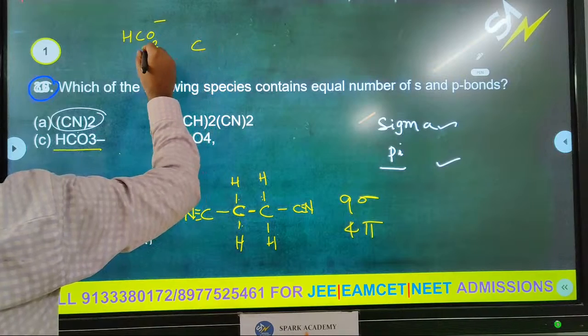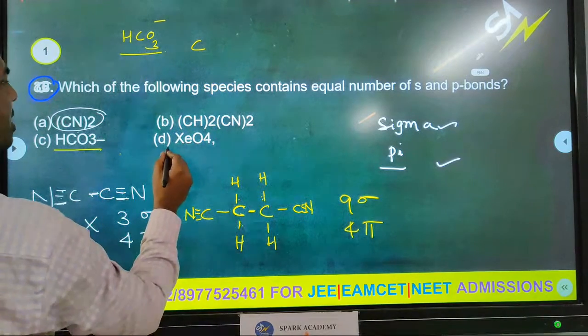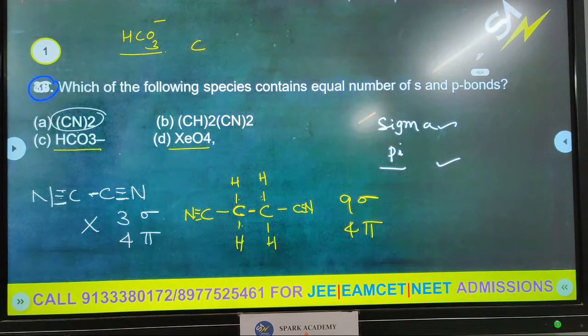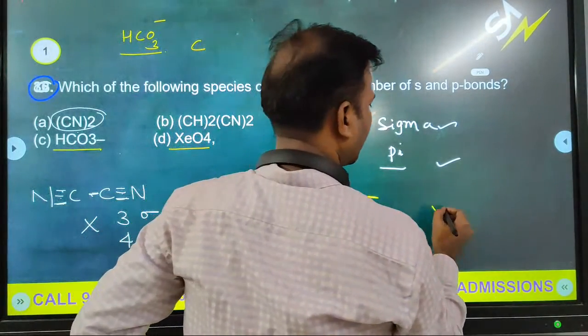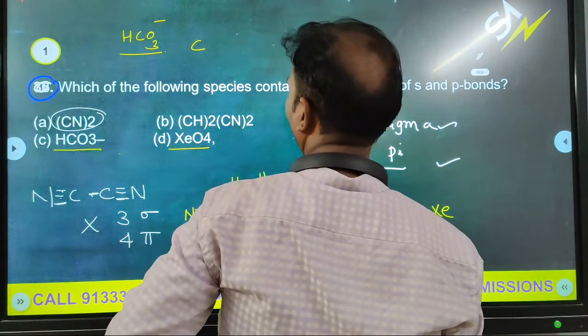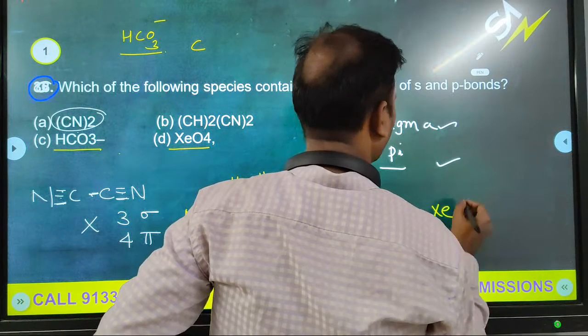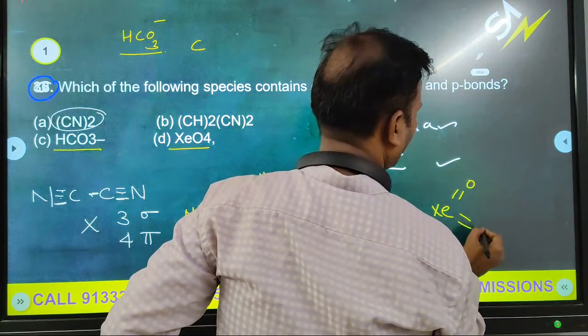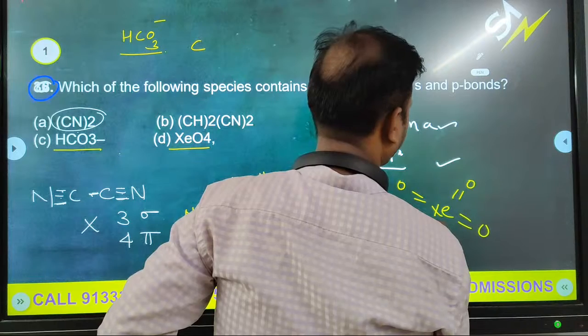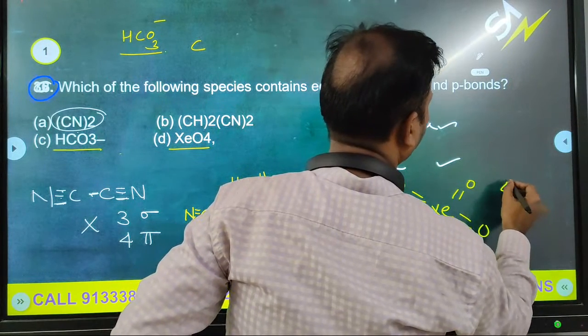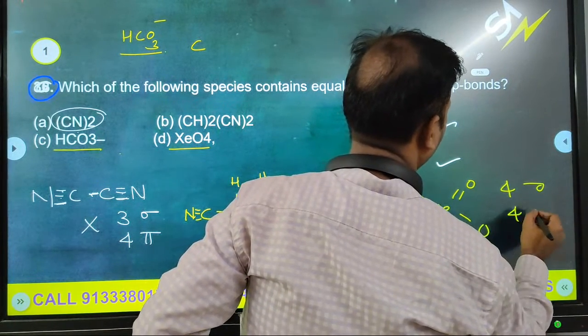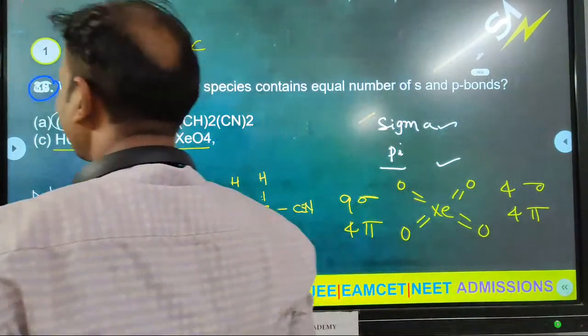So here what about? Okay, now we check the xenon tetroxide. So xenon is the central atom. So it contains how many total valence electrons? Here oxygen forms double bond. How many? 4 sigma bonds, 4 pi bonds. Now what is the answer?